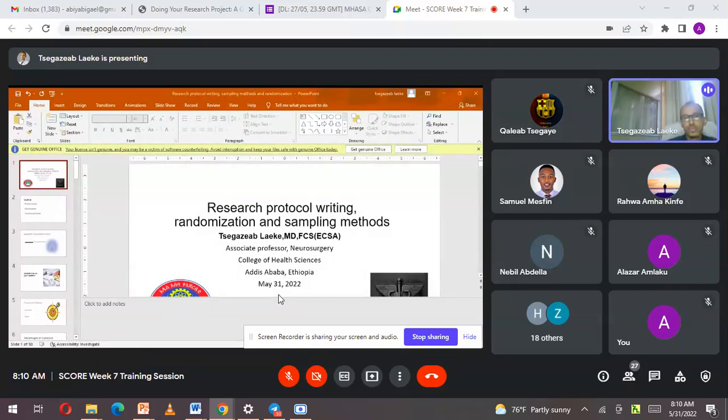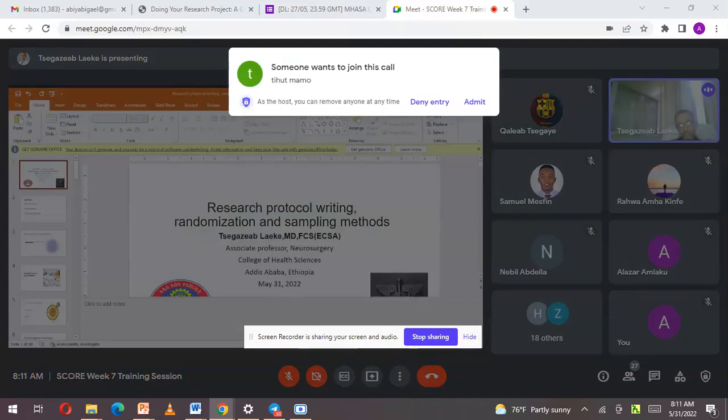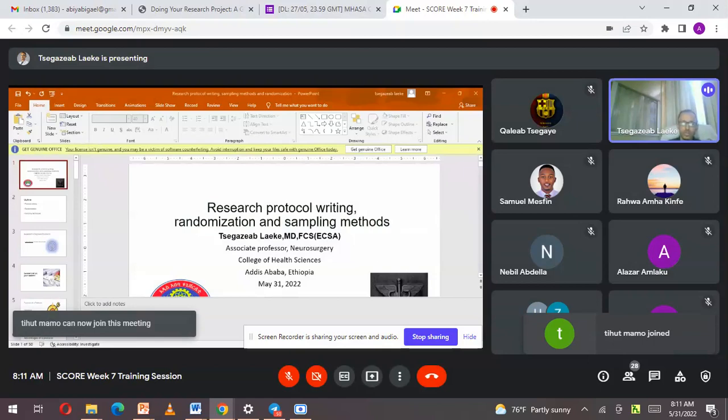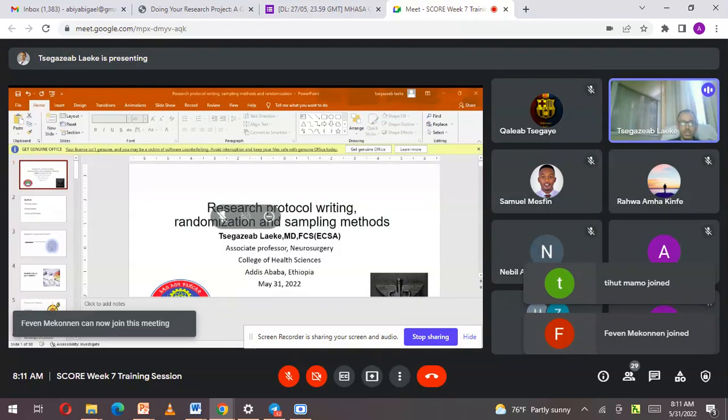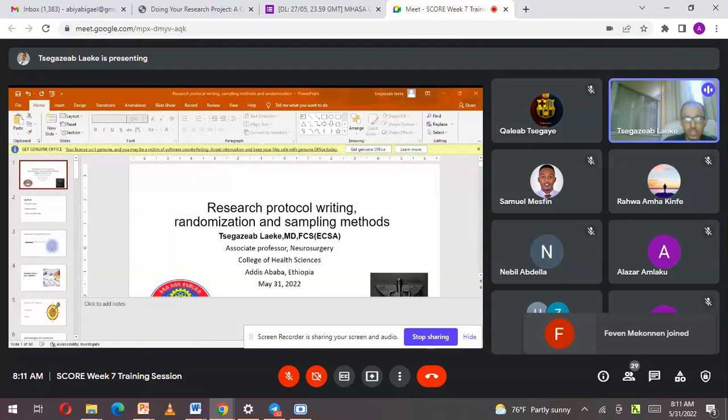I'll be presenting to you about research protocol writing, randomization, and sampling methods. So this is the outline of my presentation. So we'll see about protocol writing. It's one of the most important things that you have to do before you dwell on your research project, and then we'll proceed to see the randomization, the importance of randomization, and the different randomization techniques, and then I'll discuss sampling techniques. So we use research proposal and protocol.